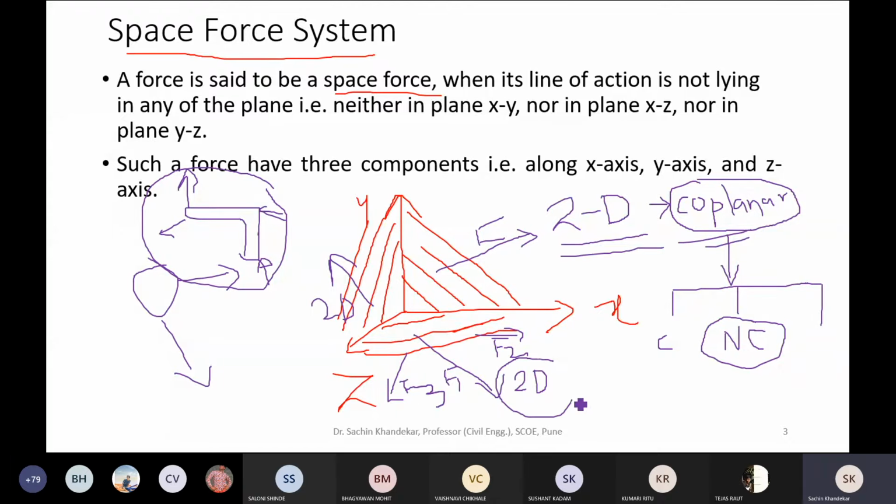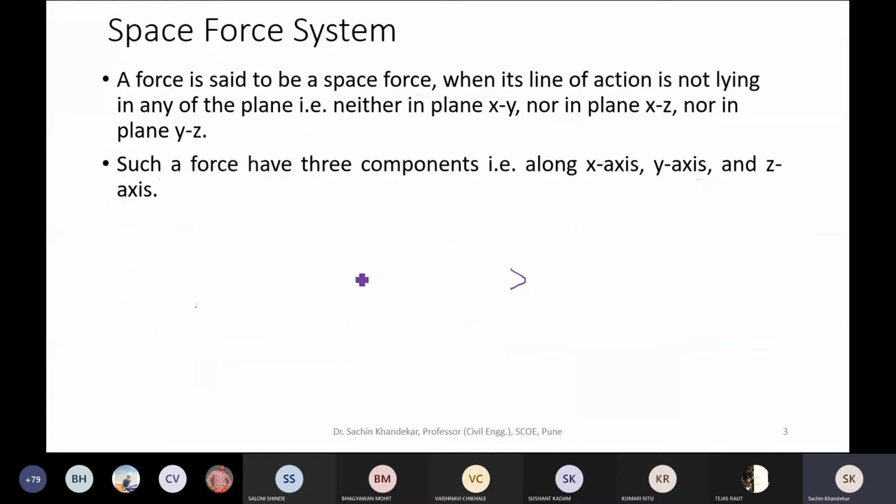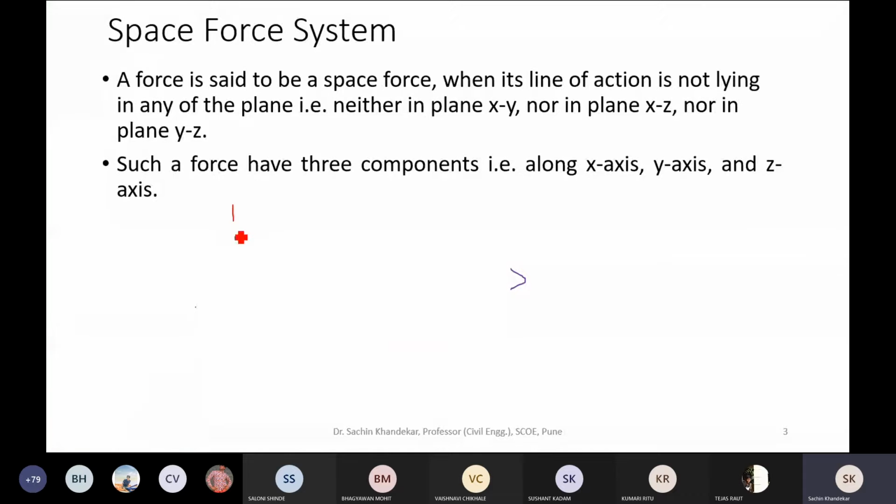So this is nothing but a two-dimensional or coplanar force system. Similarly, there can be n number of forces lying in the xy plane. This is also a 2D case, two-dimensional case or coplanar force system. Now, what do you mean by a space force? A space force means a force that is not lying in any of the planes.